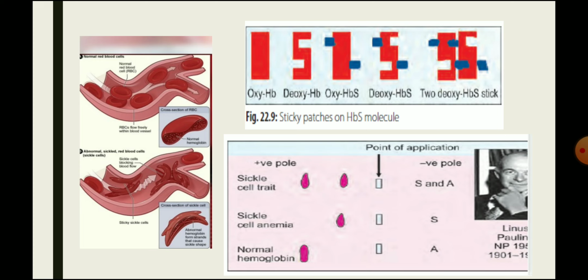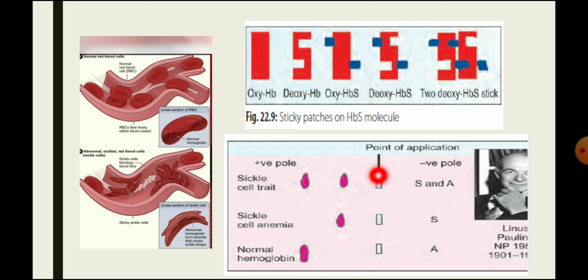Then in this picture you can see the electrophoretic mobility. If you do serum electrophoresis in sickle cell anemia, you can see a band corresponding to hemoglobin S. But in the sickle cell trait, 50% will be adult hemoglobin. So there will be both bands: the normal adult hemoglobin band, and along with that the HbS band is also seen.